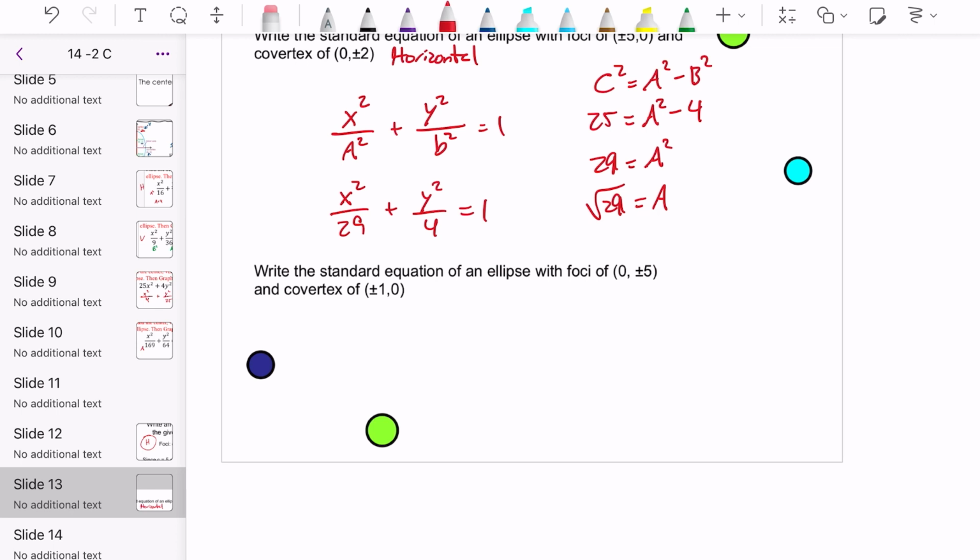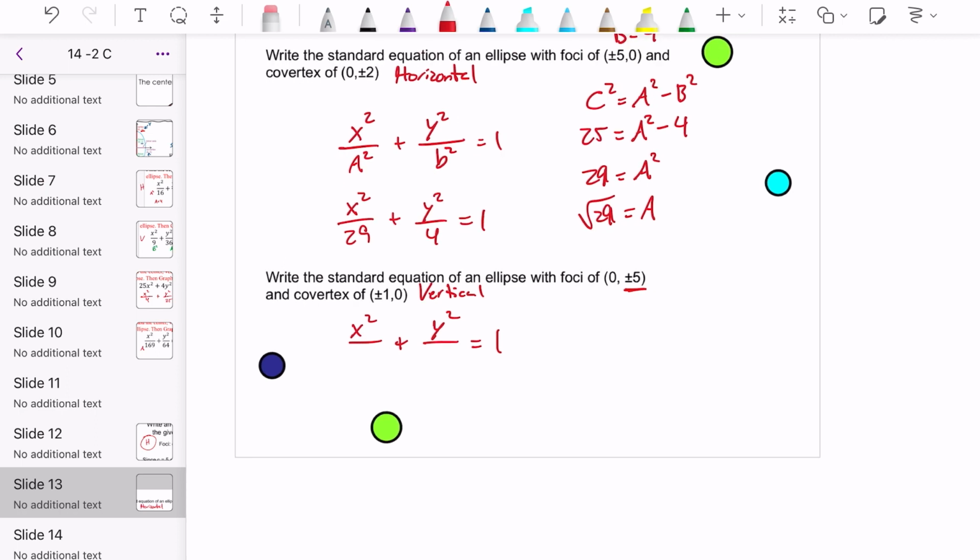we go ahead and write our generic equation of x squared over blank plus y squared over blank is equal to 1. We take a look at the foci. Notice it is in the y position, which means our entire ellipse is going to be vertical. If it is vertical, that means it's going to be a squared underneath the y and b squared underneath the x.